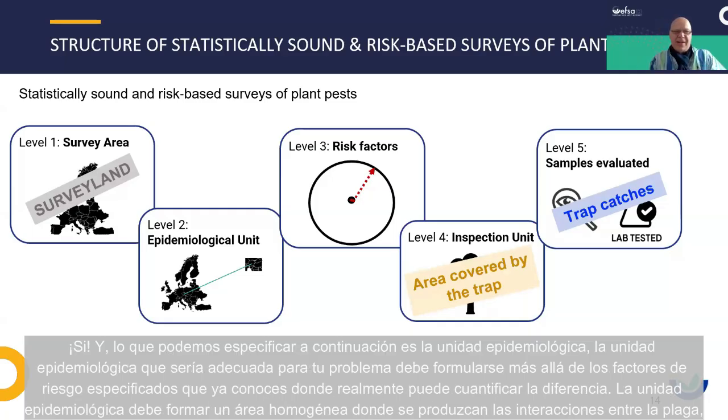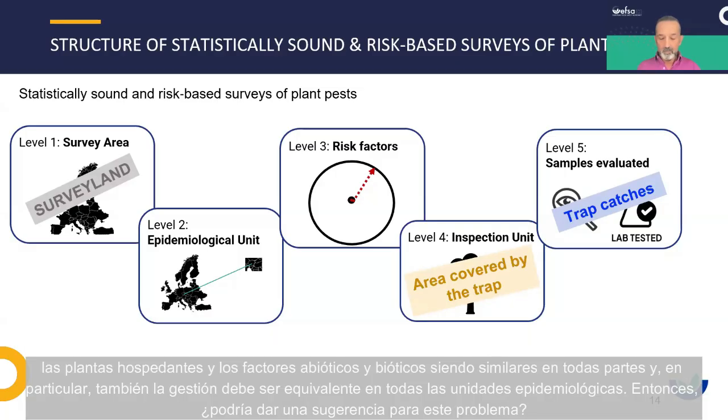Right. And what we can specify next is the epidemiological unit. The epidemiological unit that would be adequate for your problem should be beyond specified risk factors that you already know, where you actually can quantify the difference. Beyond that, the epidemiological unit should form a homogeneous area where the interactions between the pest, the host plants, and the abiotic and biotic factors are similar everywhere. And in particular, the management must be equivalent across the whole epidemiological unit.